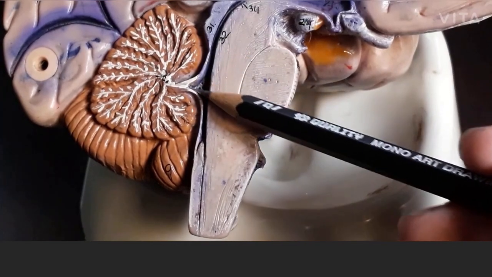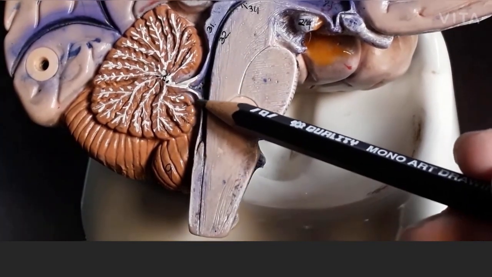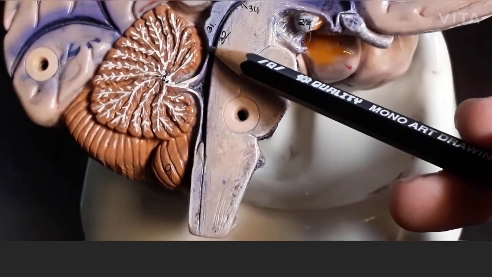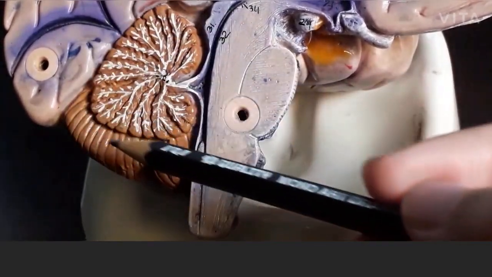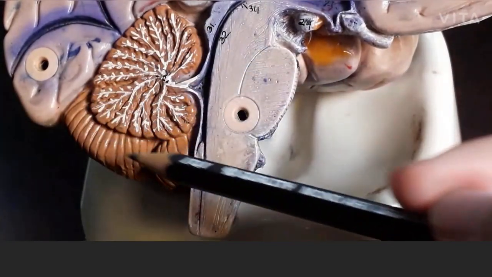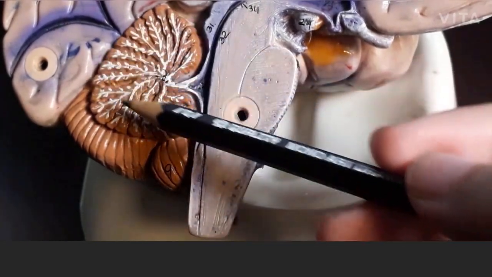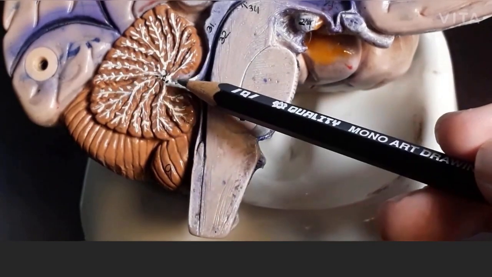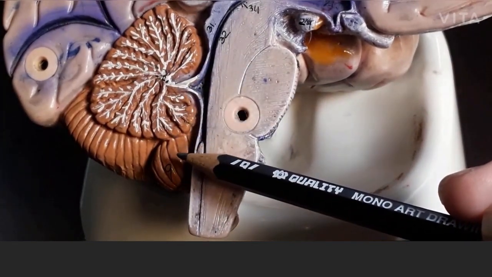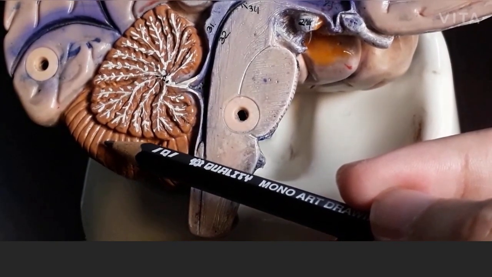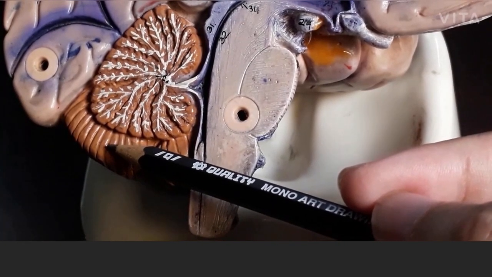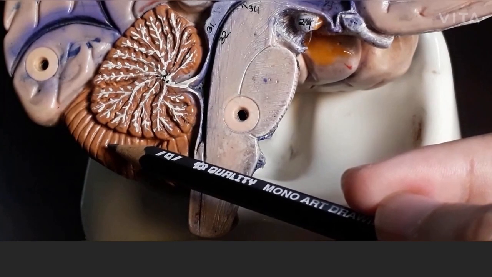This is the cavity of the fourth ventricle. This is the inferior medullary velum, and this is the superior medullary velum. This is the cerebellum, and this appearance is called arbor vitae. This elevation is a tonsil, and this is the inferior cerebellar surface which we can see in this view.